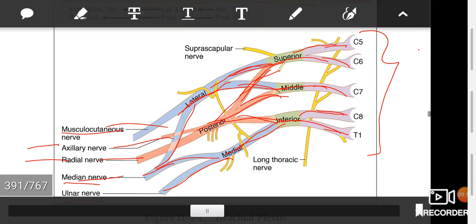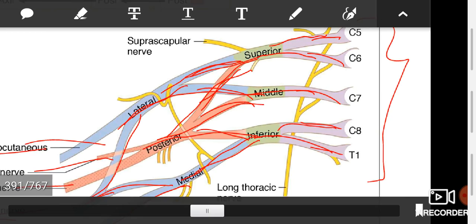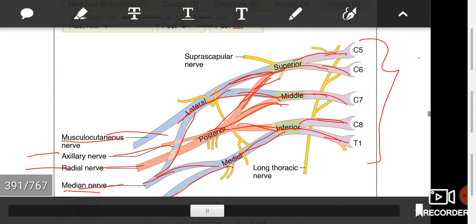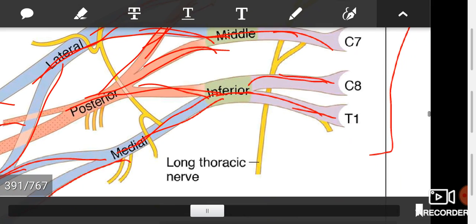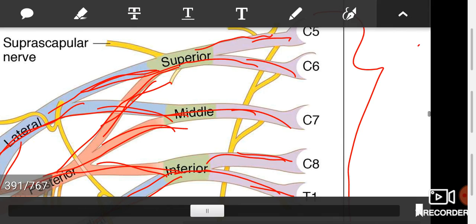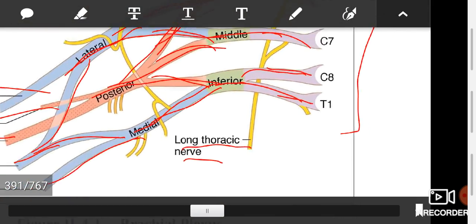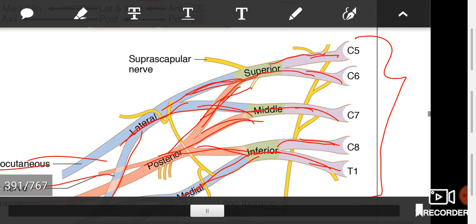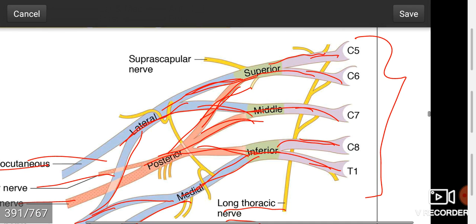The nerves which we mentioned there, they were just the terminal nerves, but with that we have some other nerves as well, that are arising from the roots or trunks and from cords, which are called collateral nerves. The main collateral nerve is called the long thoracic nerve. It is one of the collateral nerves which arise from the C5, C6 and C7 roots, and going to muscles which are innervated by them. Other nerves are there that we can see: the suprascapular nerve.